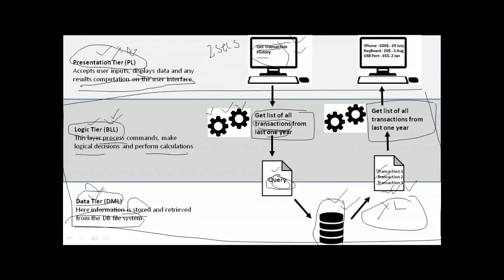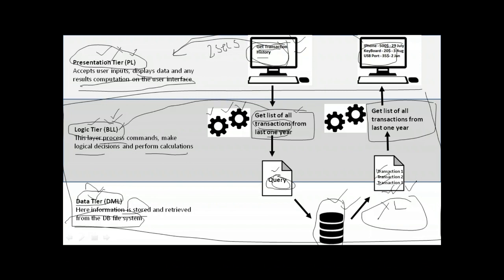Now, you see, here you saw the output and here you're giving the input. So this is what is the presentation layer or the presentation tier. Here, there is a program. The program could be in Java, C, C++, Python, or .NET. The program could be in any of the programming languages, but there is a program.